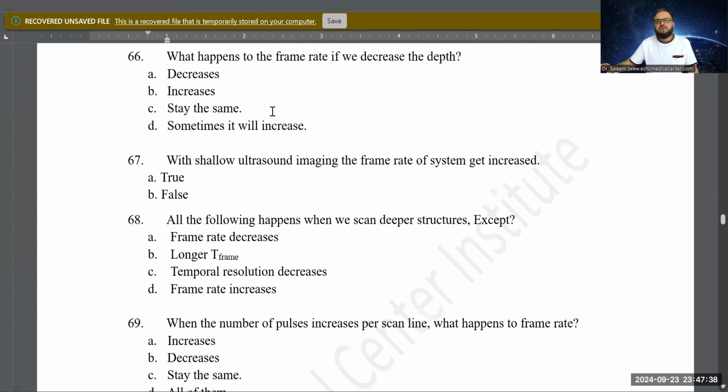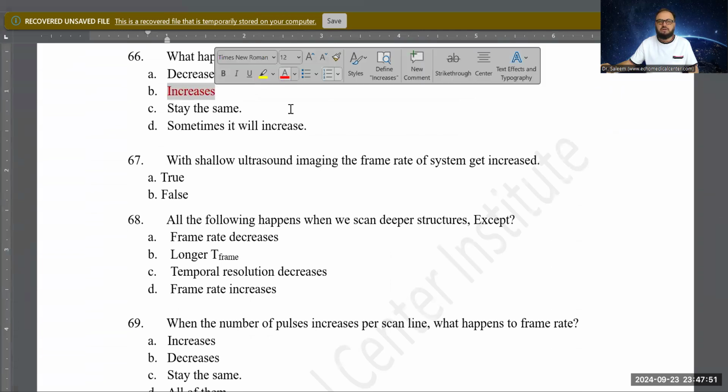Okay, so this question is, what happens to the frame rate if we decrease the depth? Very simple, the easiest question. If the depth is decreased, what happens to the frame rate? Exactly, it will increase. Absolutely correct answer.